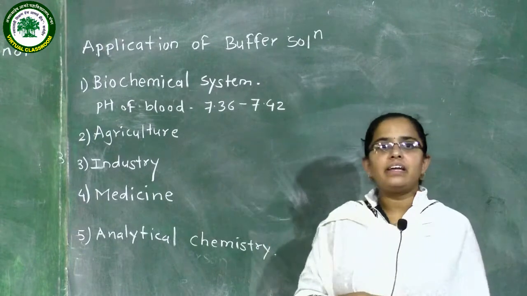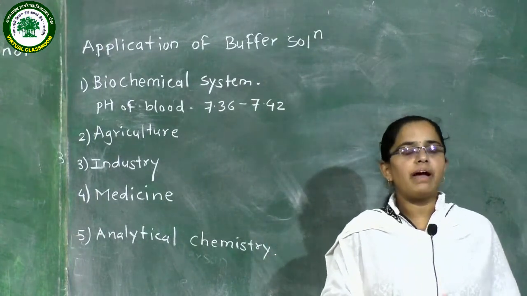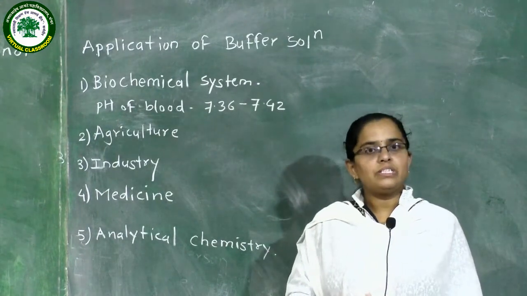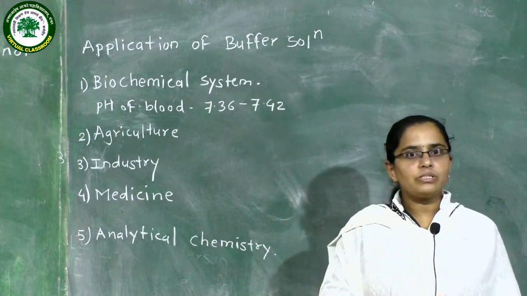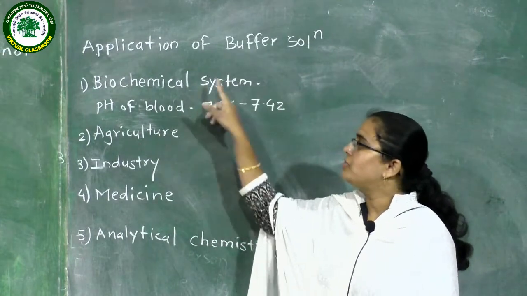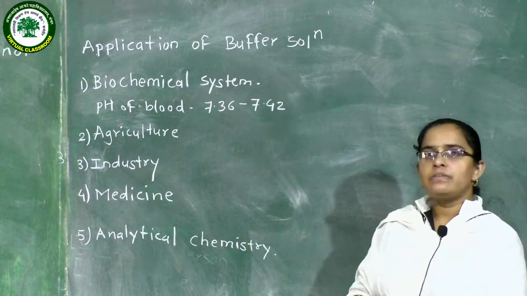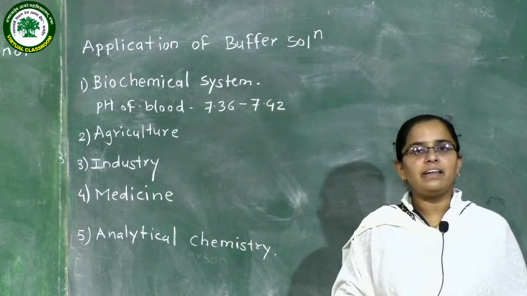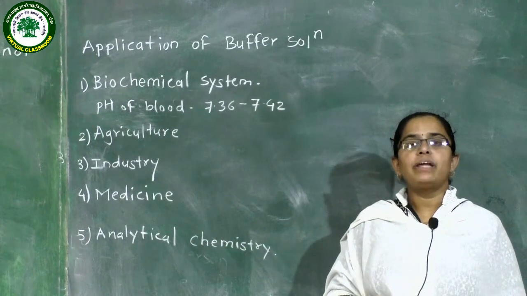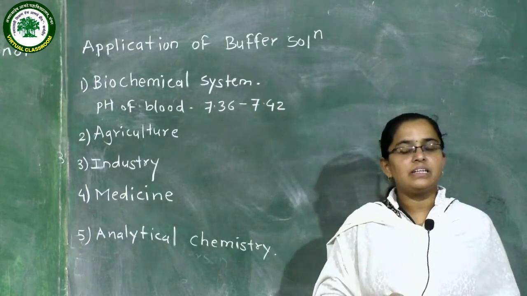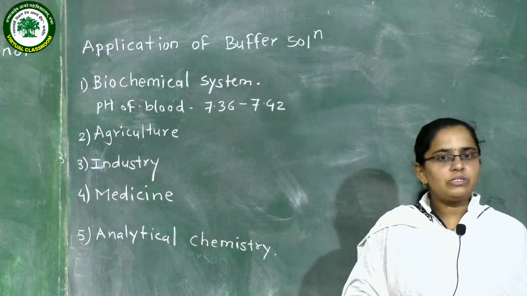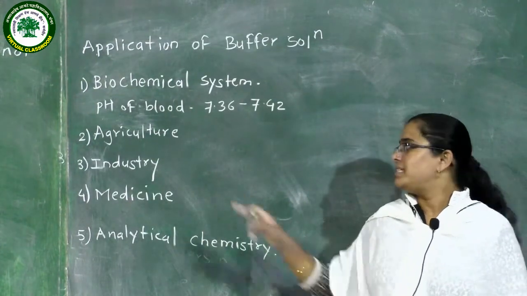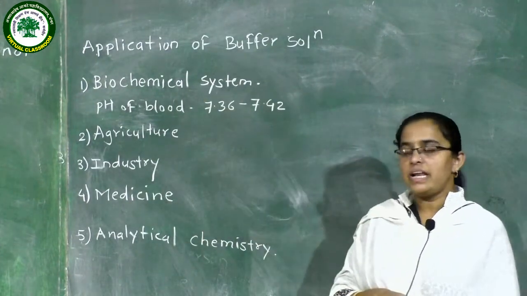Next is the agriculture field: bicarbonate, biphosphate, sulfate. These fertilizers buffer the soil and maintain the pH of the soil. In the agriculture field, the use of buffer solution is very important. In industry, such as the paint industry, dye industry, and food industry, for example, to preserve jam and jellies, sodium citrate is used as a buffer to maintain the pH of jam and jellies. In industry, buffer solutions are important.